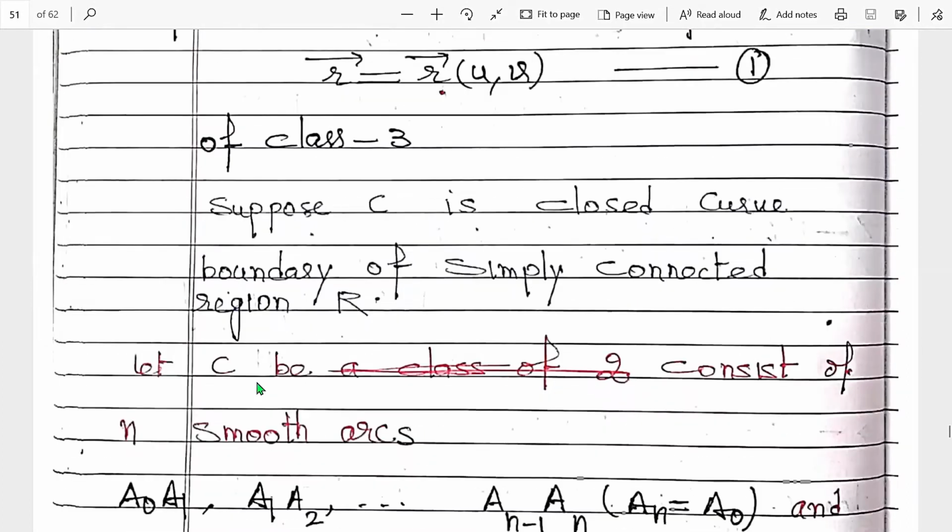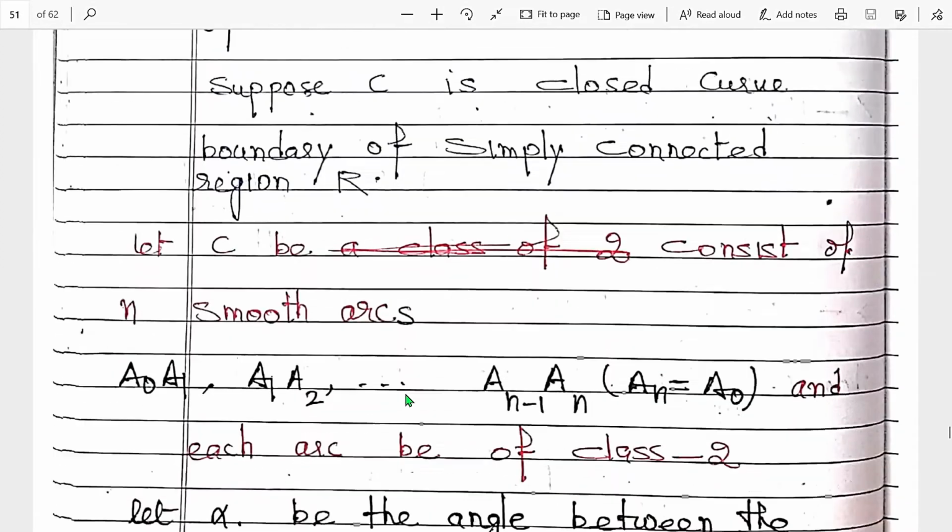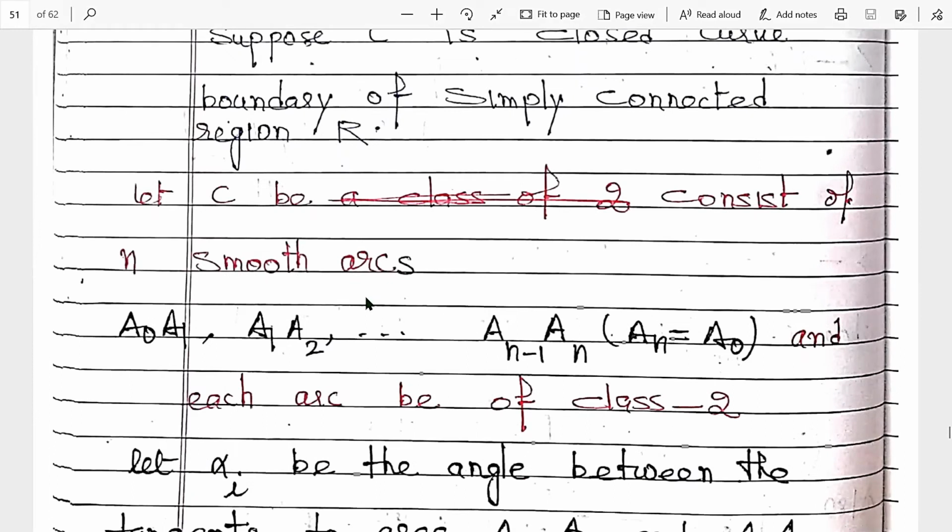Let C be made of n smooth arcs. That closed curve is divided into n smooth arcs, starting from A0, A1, then A1, A2 and so on, up to An minus 1, An, and the first and last points are connected. That's why it is closed. And each arc is of class 2.